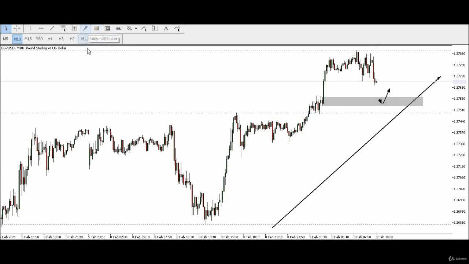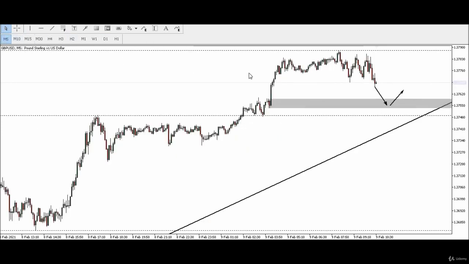So as you can see, it went up, rejection wick, again broke, rejection wick and up, and this time there is no rejection wick on this candle. So I think this time it will go down. So probability shows us this scenario, but let's look at lower time frame.